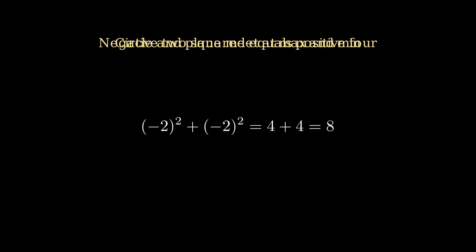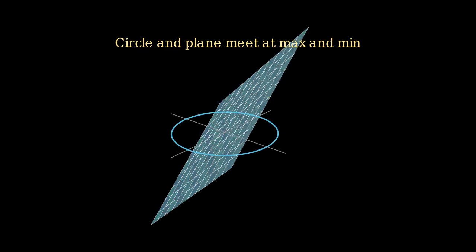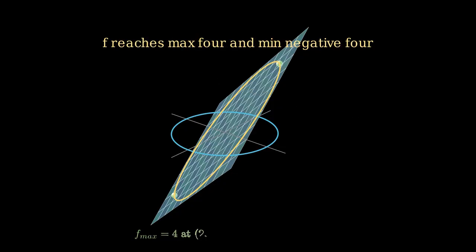Watch now as the two-dimensional circle and the three-dimensional tilted plane come together on screen, showing the plane just grazing the circle at exactly these 2 points, confirming visually where the maximum and minimum occur. So, using Lagrange multipliers, we found that f reaches a maximum value of 4 at the point 2, 2, and a minimum value of negative 4 at the point negative 2, negative 2, both lying exactly on the constraint circle.